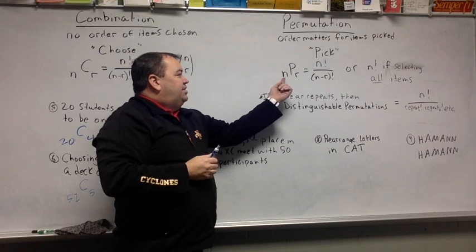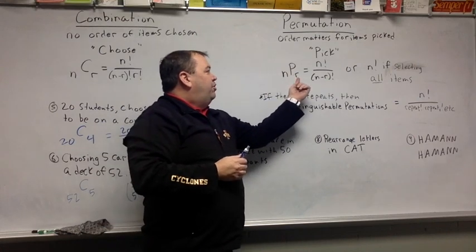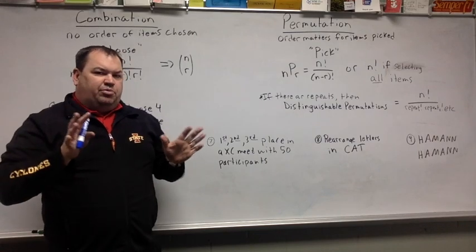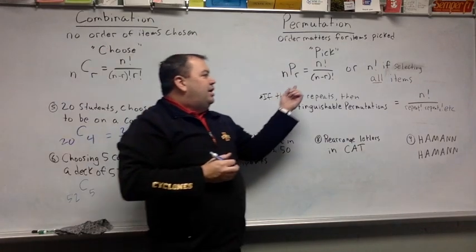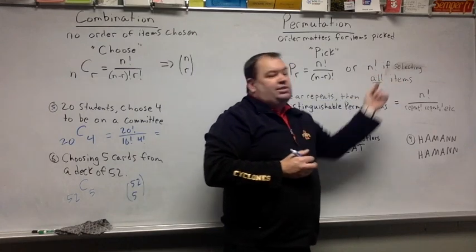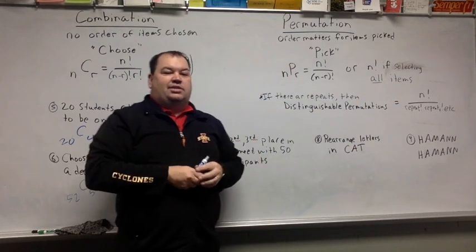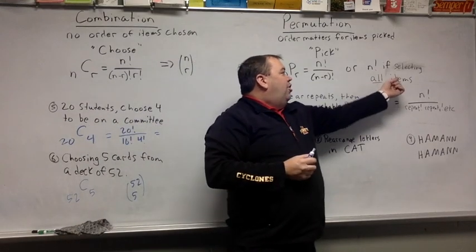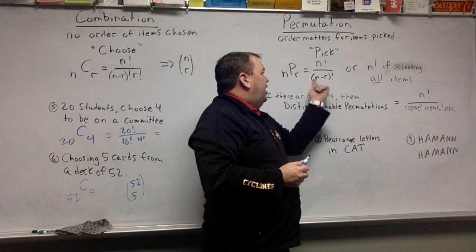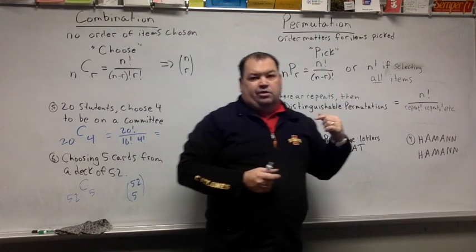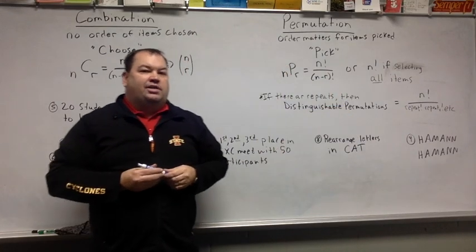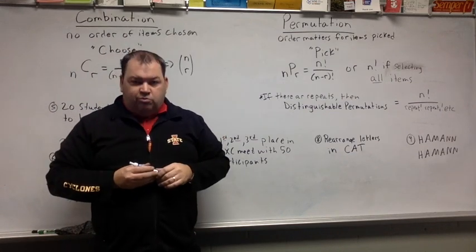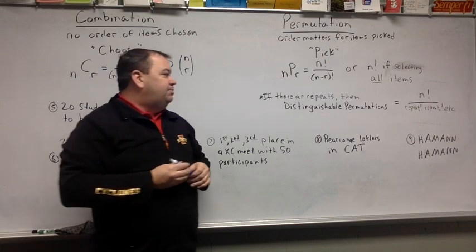So if I have 10 items and I'm going to pick 4 of them and put them in order, I'm dealing with a permutation. Now, there are a couple of things we have to keep straight here. If we select all the items, let's say I'm going to take all the students in a class and line them up from first to last, this goes away and it's just the n factorial. So if I have 15 students in a class and I'm going to list them 1 through 15, there's 15 factorial ways of doing that. It's a lot of ways.